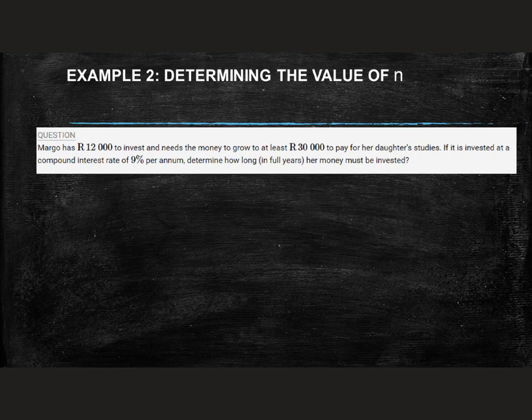Let's look at a second example. Margot has 12,000 Rand to invest and needs the money to grow to at least 30,000 to pay for her daughter's studies. If it's invested at a compound interest rate of 9% per annum, how long must the money be invested? Let us put down what we know.